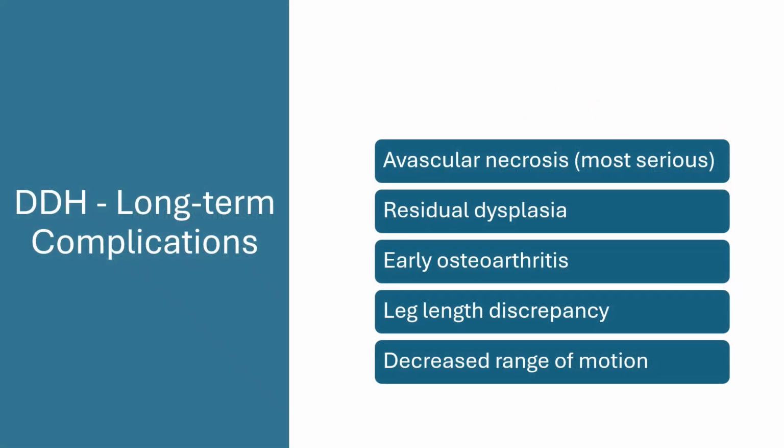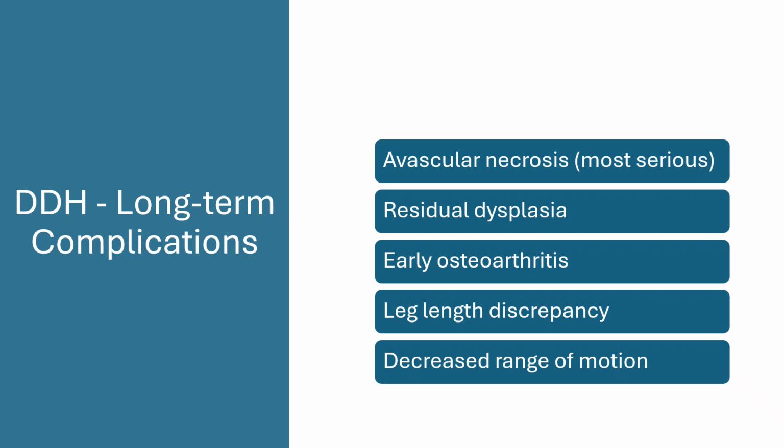Understanding the potential long-term complications of DDH helps you appreciate why early detection and proper treatment prove so critical. Avascular necrosis represents the most serious complication, occurring when blood supply to the femoral head becomes compromised either from the original dislocation or from overly aggressive treatment. This complication can lead to femoral head collapse and severe arthritis, making prevention through proper treatment techniques essential.